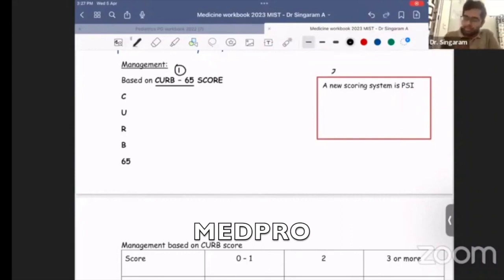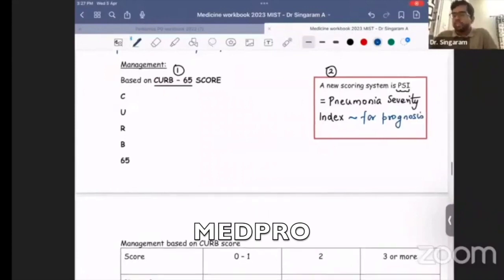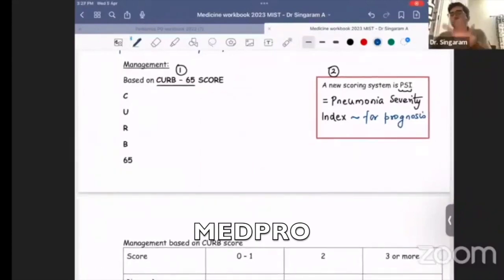You don't need to know it fully, just the name only. It's called PSI. Any idea what this PSI is called? Pneumonia Severity Index. This Pneumonia Severity Index is for prognosis, meaning for deciding the outcome of the patient. It is for prognosis purposes only, not for diagnosis. But that is more for a research level or a little advanced level. You don't need to know this PSI score in detail. You can just know the name alone and leave it there.